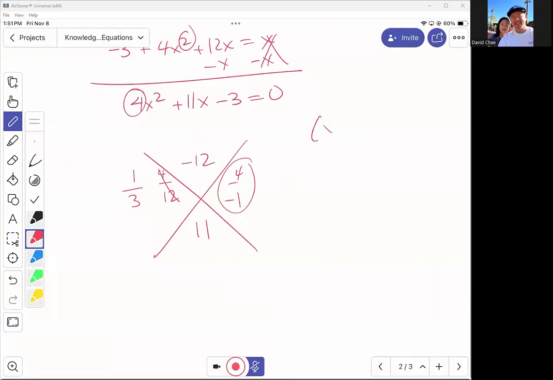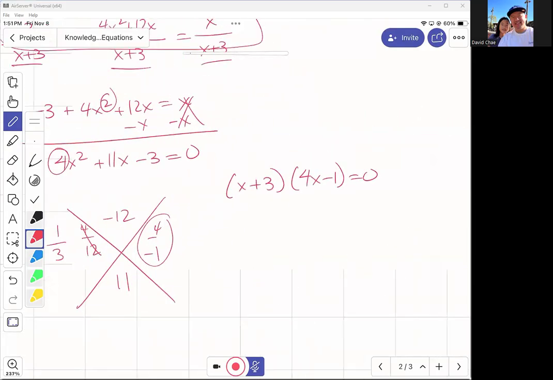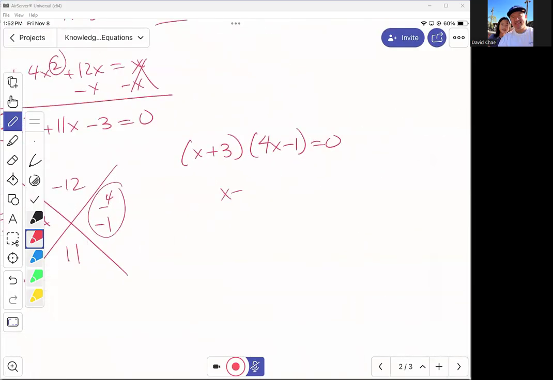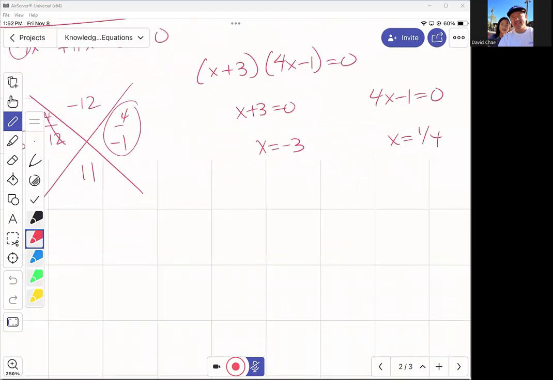So what happens? This is x plus 3, and this is what? 4x minus 1 is equal to 0. So you make x plus 3 equal to 0, and you make 4x minus 1 equal to 0. x is equal to -3, and x is equal to 1 over 4. So that is your solution. I believe one of them is extraneous here. I'm not 100% sure, but if you just did this, you'd have gotten the credit.